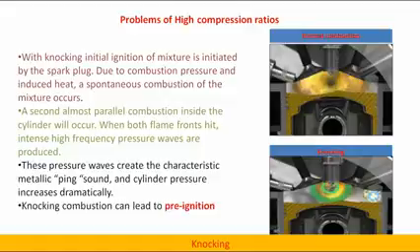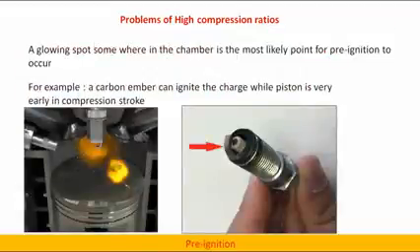Knocking combustion can lead to pre-ignition also. A glowing spot somewhere in the chamber is the most likely point for pre-ignition to occur. For example, a carbon ember can ignite the charge while the piston is very early in the compression stroke.